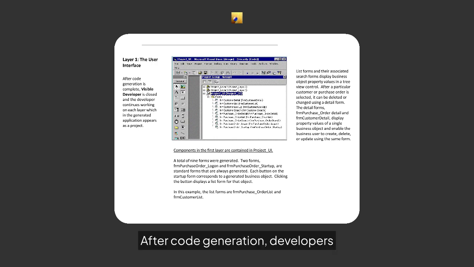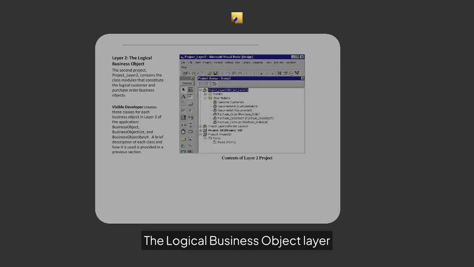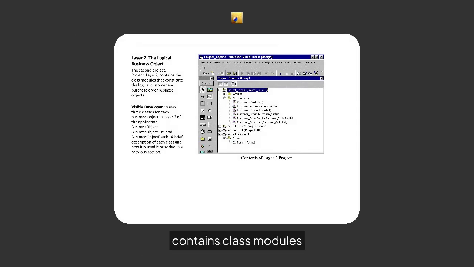After code generation, developers refine each layer as a project. This slide highlights the components of the UI layer, focusing on how forms and controls interact with business objects. The logical business object layer contains class modules for business logic. Visible Developer generates classes that manage data and operations, ensuring that business rules are enforced and data is processed efficiently within the application. Visible Developer creates three classes for each business object in Layer 2 of the application: Business Object, Business Object List, and Business Object Batch.